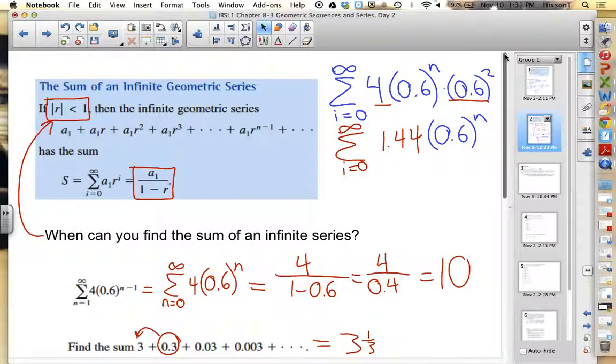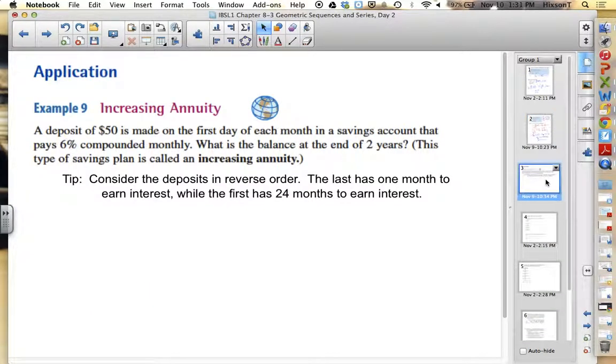All right, let's take a quick look at an example of something where the sum of a finite geometric series can be used. We've looked at compound interest before. The thing is, every example we were looking at with compound interest was a situation where we put money in and we just let it sit there.